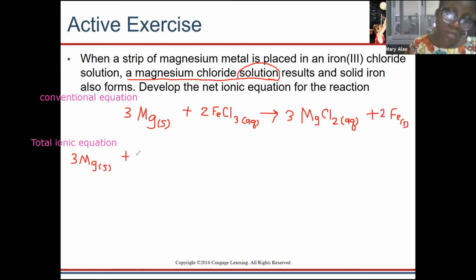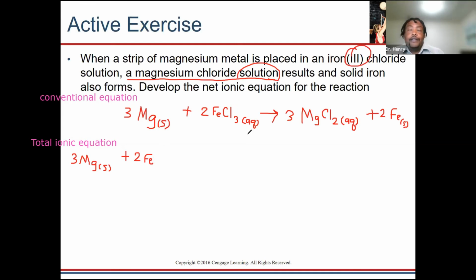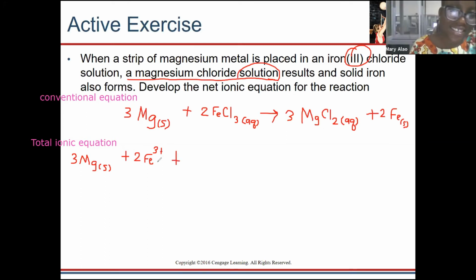Into what would that be? I guess that would be 2Fe. Well, I don't know the charge. That would be 2Fe 2 plus. Are you sure, 2 plus? What does this mean? Oh, okay, 3 plus. Yeah, don't forget the rules. Okay, aqueous. And what else? 2Cl3 minus.